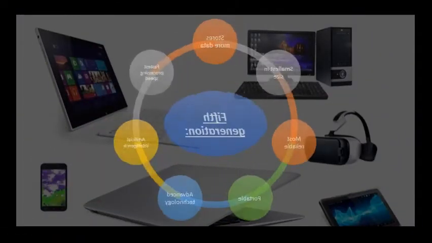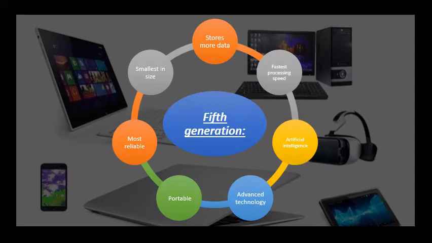Now here comes the last generation of computer, that is the fifth generation. These computers are developed with some special qualities. Some of the common things are they can store more data, they are smallest in size, most reliable, most portable, with advanced technology and artificial intelligence. They are developed with artificial intelligence, which means they are able to see, they are able to listen, they are able to talk. And they have the fastest processing speed. So as the generations go on, we get more and more advanced generations of the computer.